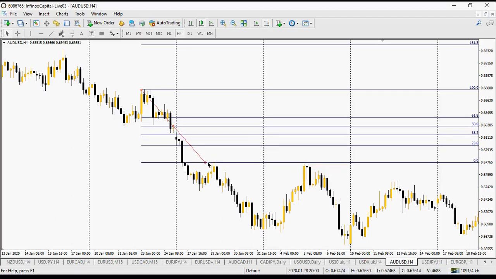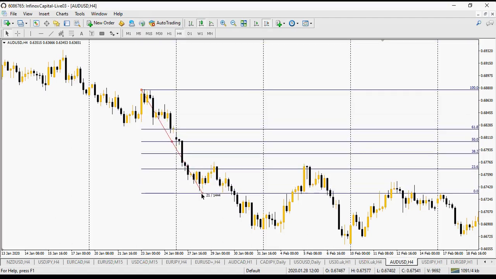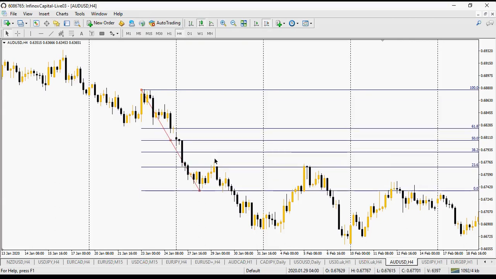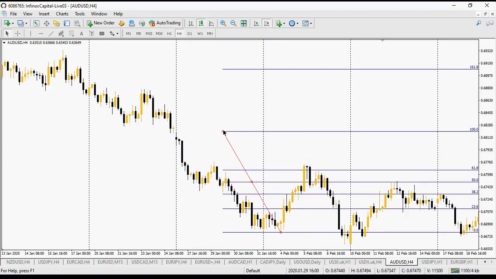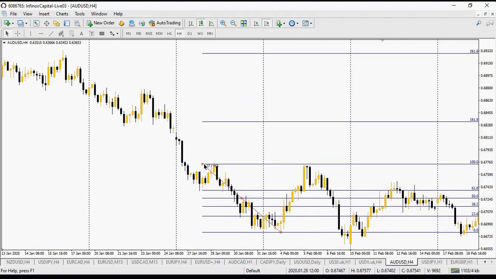And then we can see from here to here, it came into 23.6 before it continued its journey. And then this last wave here, what happened to it? Market made 100% retracement before continuing down.